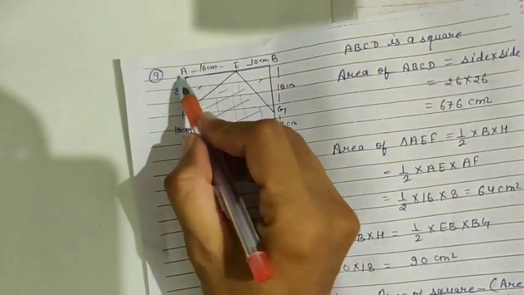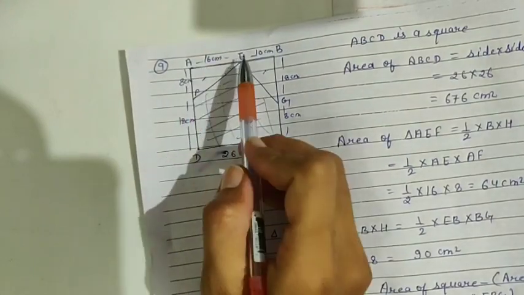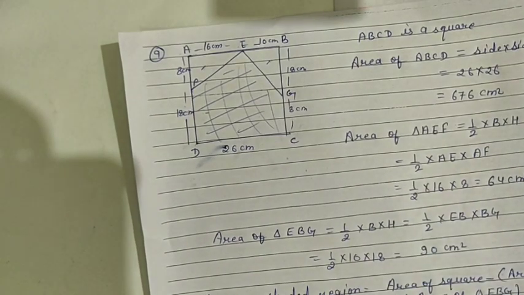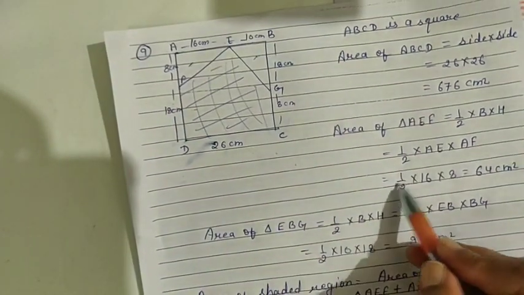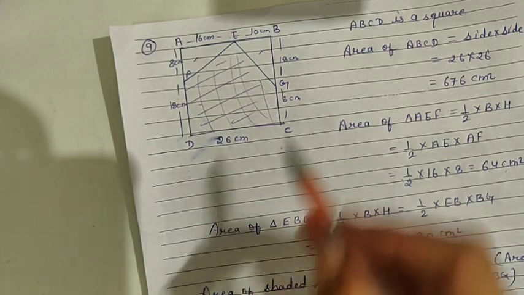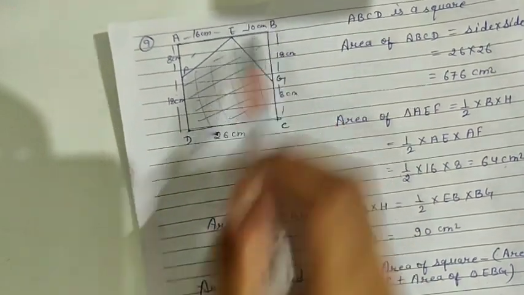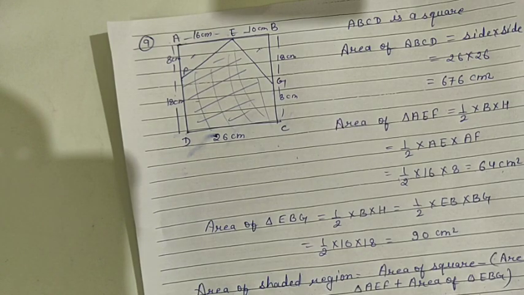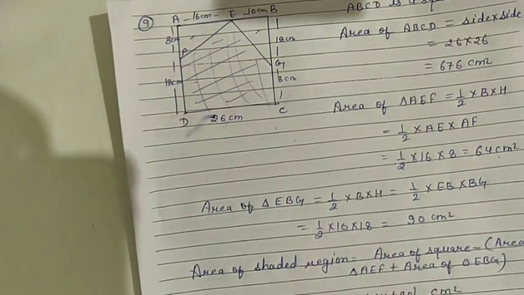And now area of this triangle AEF is equal to 1 by 2 into base into height. So base is AE and height is AF. 1 by 2 into 16 into 8, that is equal to 64 centimeter square. Now area of this triangle EBG. EB is 10 centimeter and BG is 18 centimeter. This is given in the question. So 1 by 2 into 10 into 18, and that is equal to 90 centimeter square.